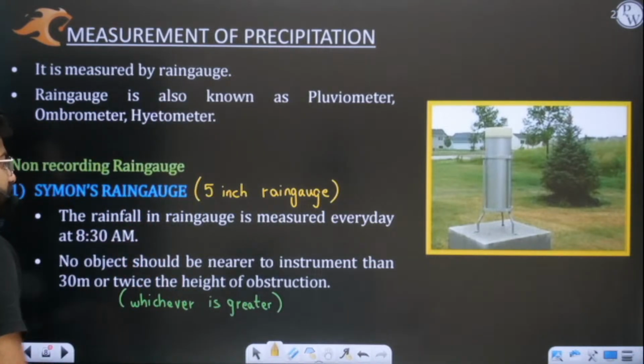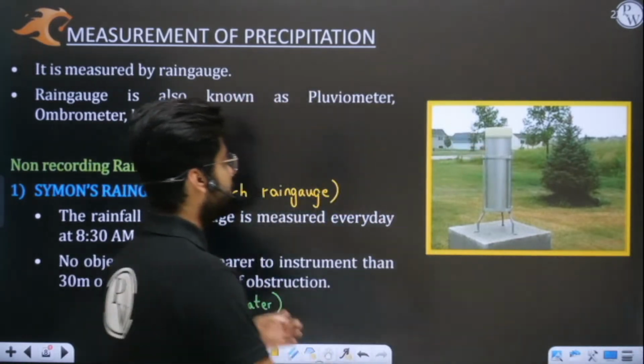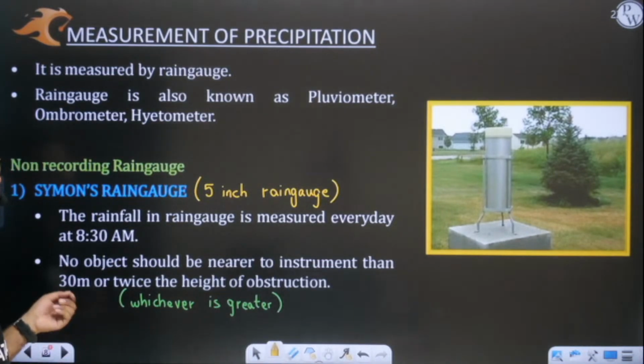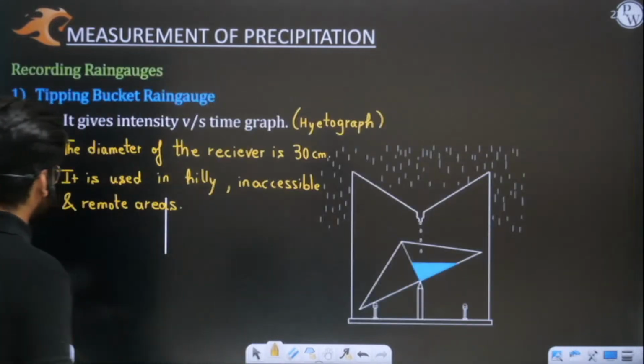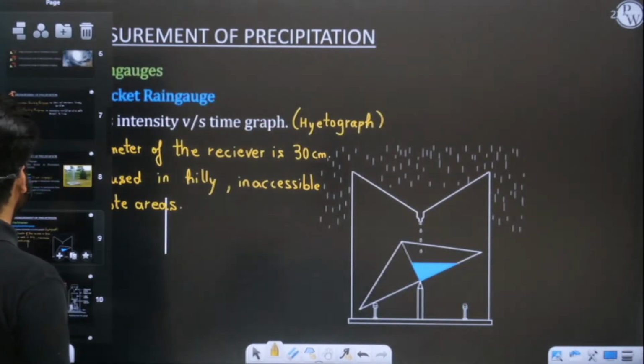Every day we have to measure the rainfall at 8:30 am, with a diameter of 5 inches, or simply 12.7 centimeters or 127 mm. This we already discussed. No object should be nearby. Where is that slide? Wait a second, one slide is missing from here.